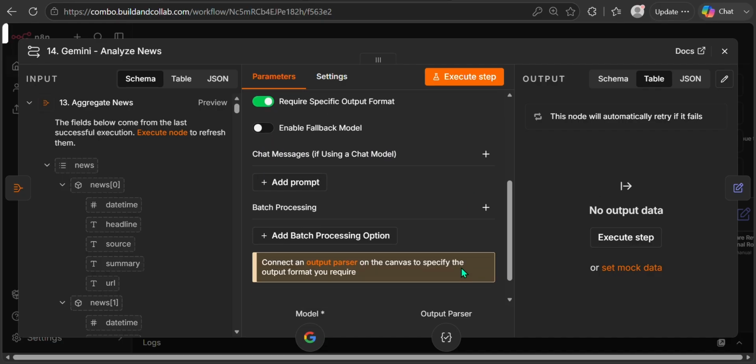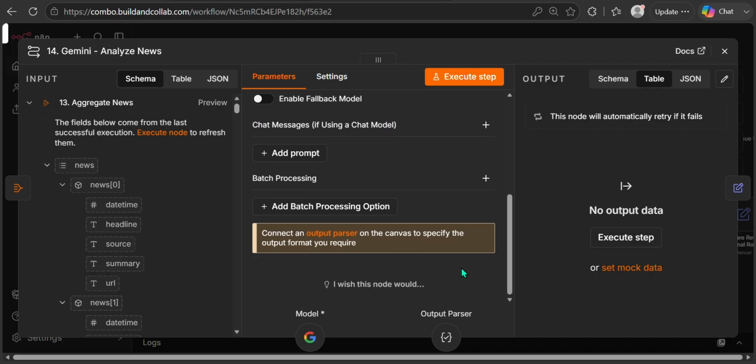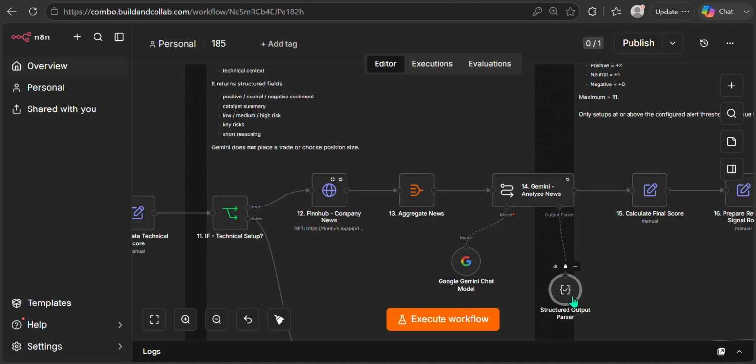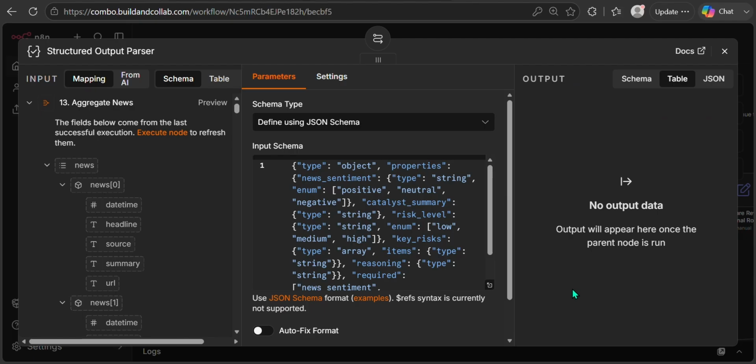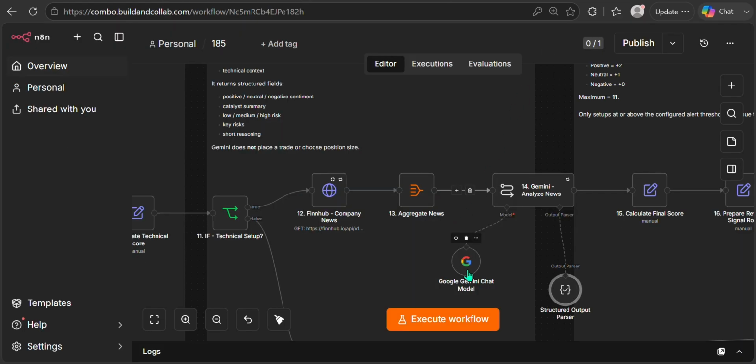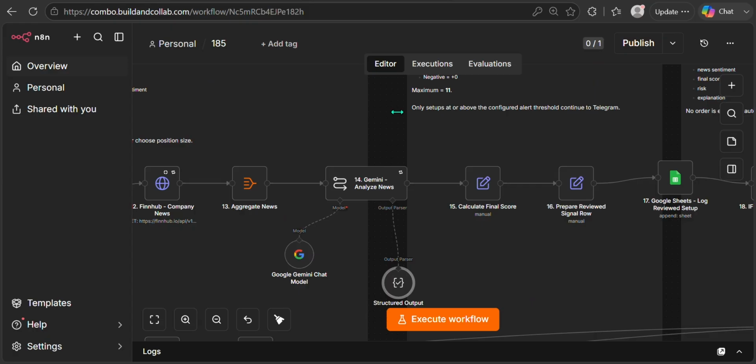But Gemini is not allowed to simply say buy or sell. Its job is to analyze the news. It classifies the overall sentiment as positive, neutral, or negative. It also identifies the main catalyst, the risk level, important risks, and gives a short explanation. I'm also using a structured output parser so Gemini always returns the information in the same format. That makes the AI output much easier to use in the next node.